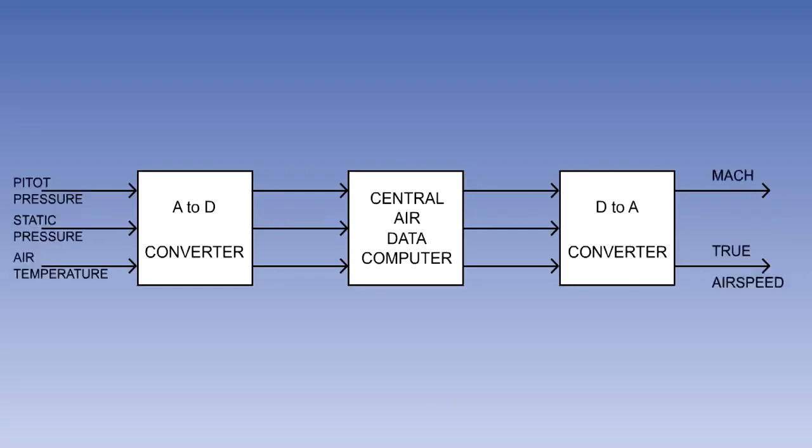One computer which uses such a system is the Central Air Data Computer. This computer takes in static and dynamic air pressure and outside air temperature signals and produces outputs for instruments such as the Mach meter and the true airspeed indicator.